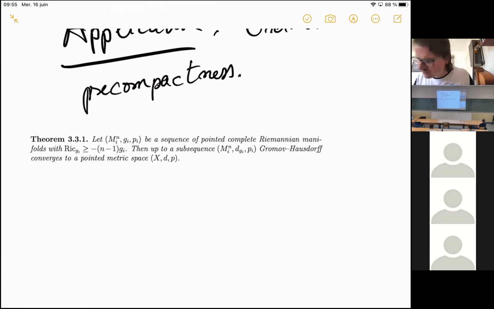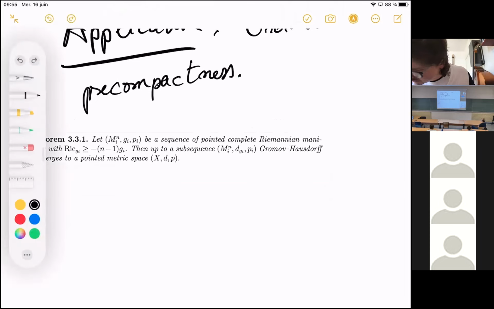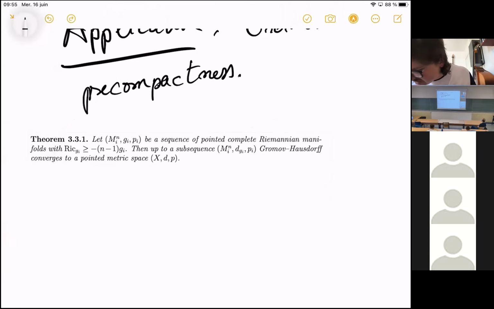Okay, now let's move on to the splitting theorem.